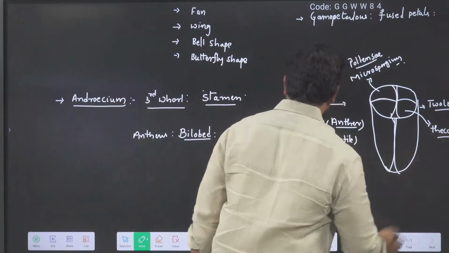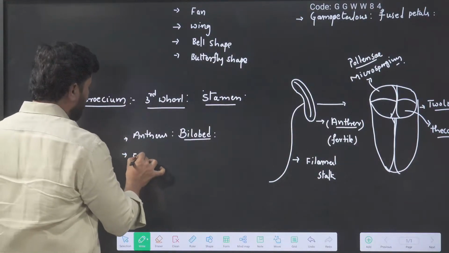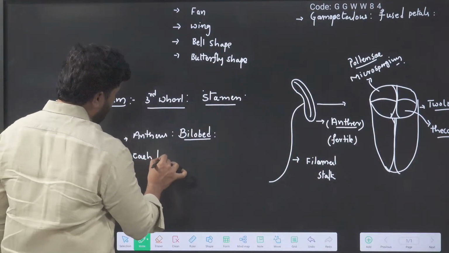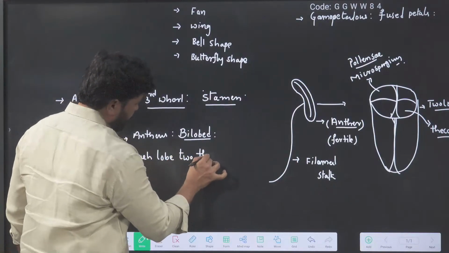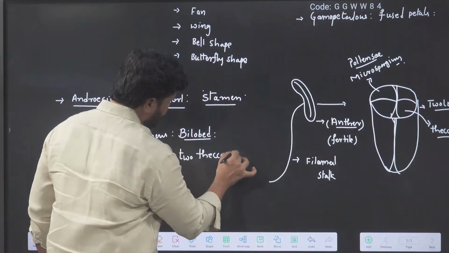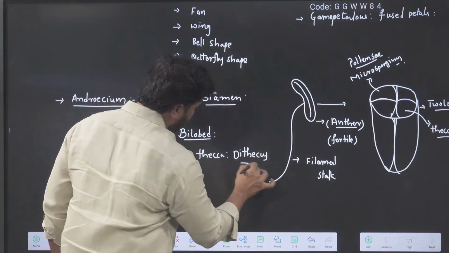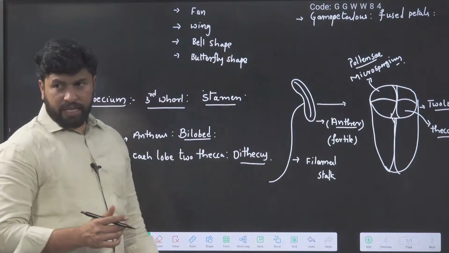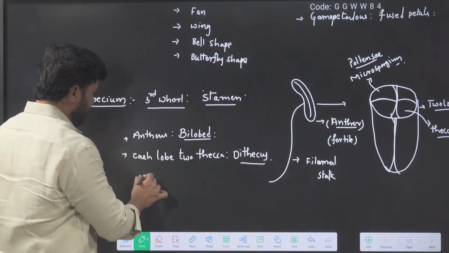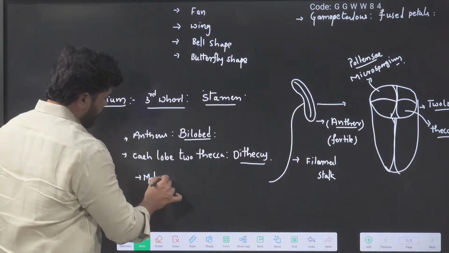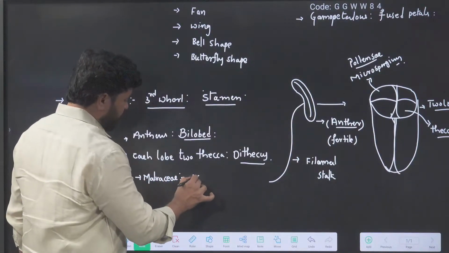Microsporangium. And sometimes it is also called theca. Now, in each lobe there are two thecae. That's why anther is sometimes also called dithecous. Here you need to remember one thing. Rarely, some members of Malvaceae, in our China rose family, Malvaceae, are monothecous.